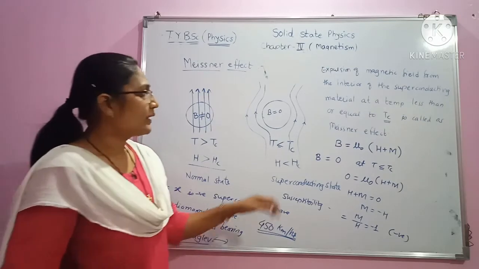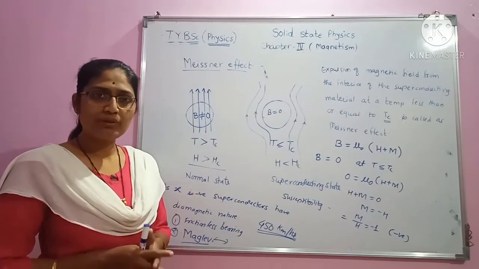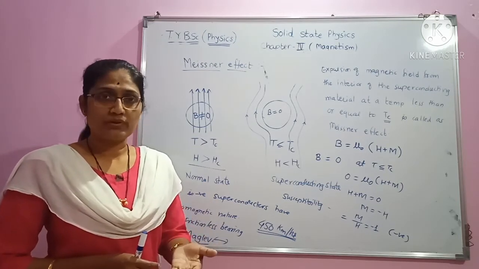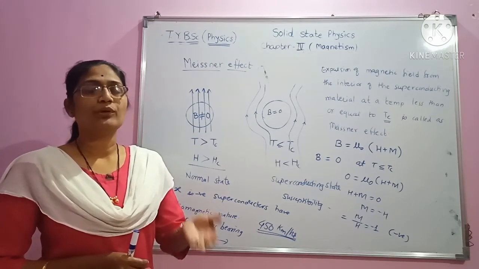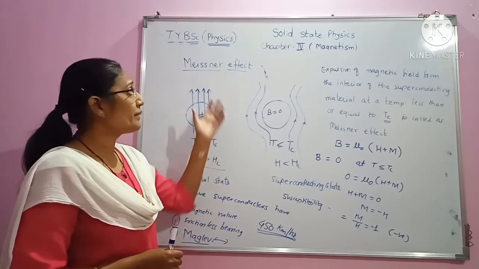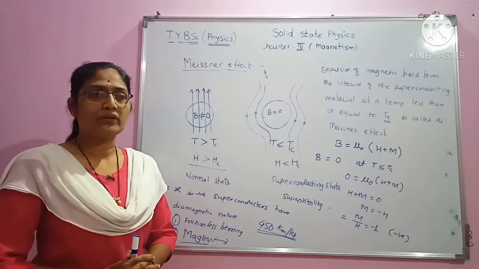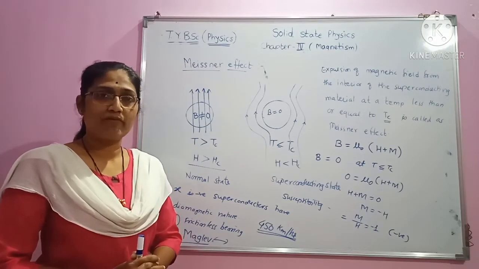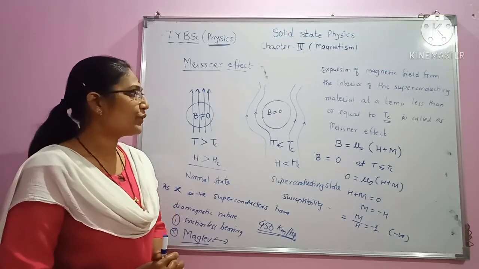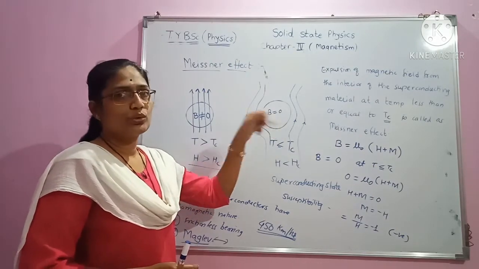Then we know that this effect is reversible. As we increase the temperature of the material above the Tc value, then again this material comes to the normal state. If we lower its temperature below Tc, then again it gets converted into the superconducting state. Therefore, Meissner effect is reversible. With the help of Meissner effect, one can determine whether the given superconducting material has diamagnetic nature, paramagnetic nature or ferromagnetic nature. And we know that in the superconductors, in the interior, B is equal to 0.